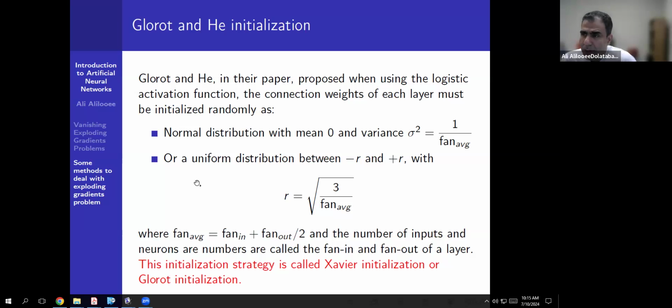So they proposed that if we use initial values for weights from a normal distribution of mean zero and a variance found using this formula, or if we use a uniform distribution between negative r and r, where r is the square root of 3 over fan average, again where fan average is found by this formula, then we can fix the issue of increasing variance in each layer. This initialization strategy is called Xavier initialization or Glorot initialization.